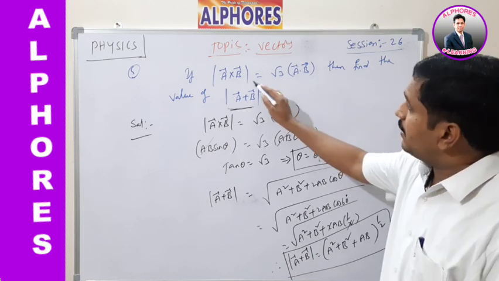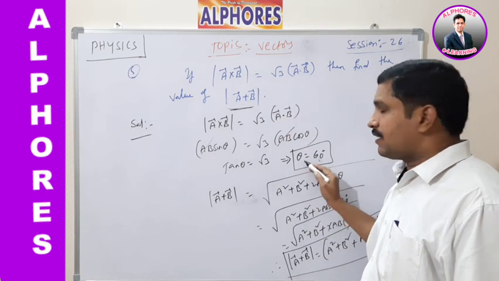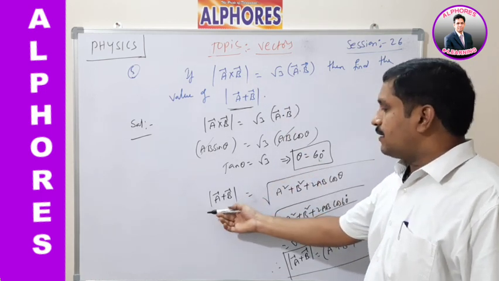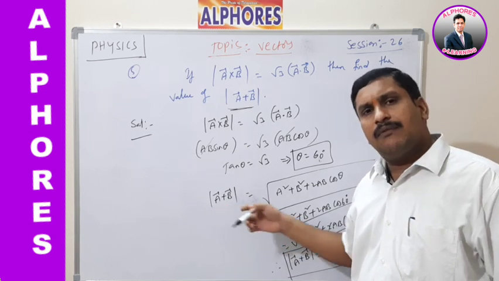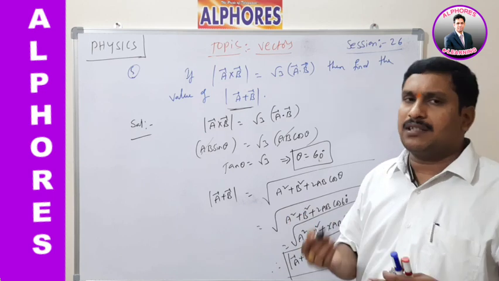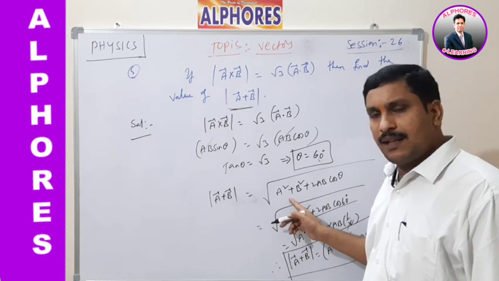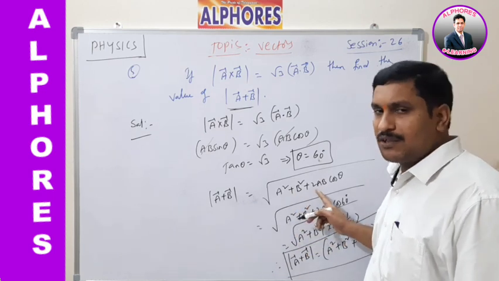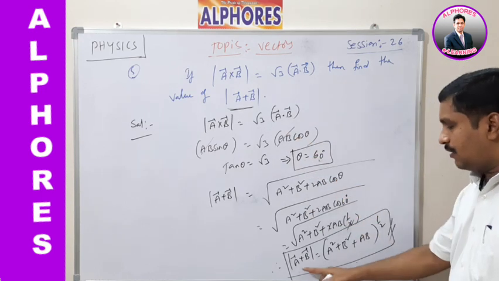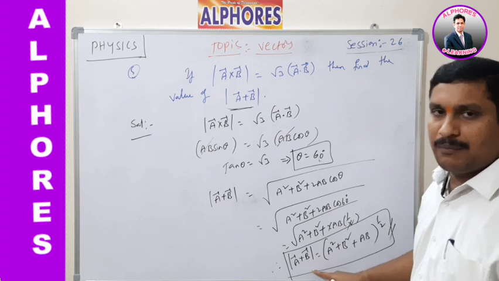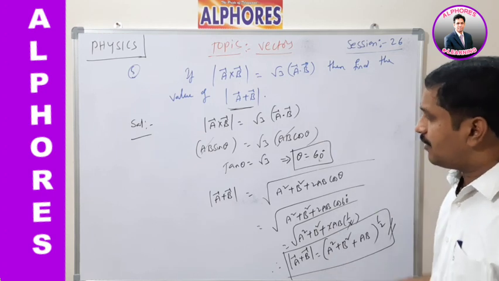That means as per the given condition, I have to find the angle between the two vectors, and after that I have to find the magnitude of the sum of two vectors from the triangular law or parallelogram law of addition of vectors. Both give the same result, nothing but root of a square plus b square plus 2ab cos theta. I have to substitute this value of theta in this expression. Then you will get the magnitude of the sum of two vectors. Please note this one also.